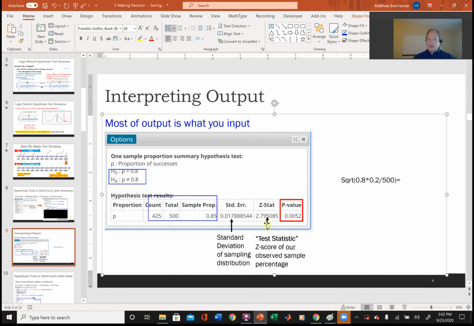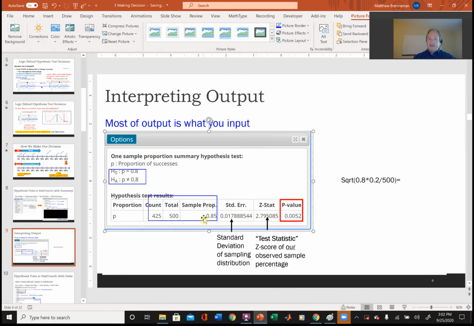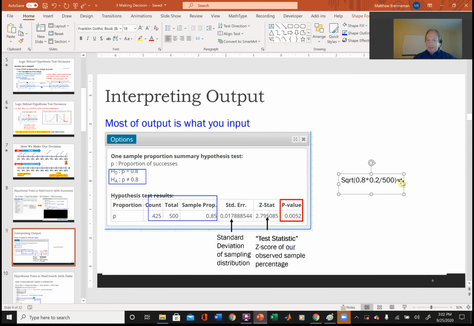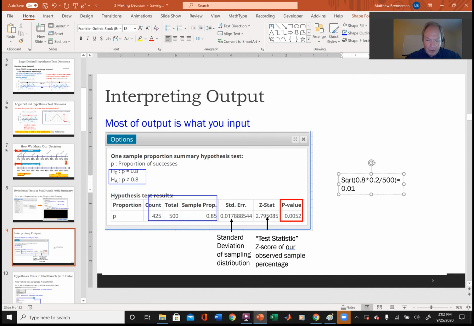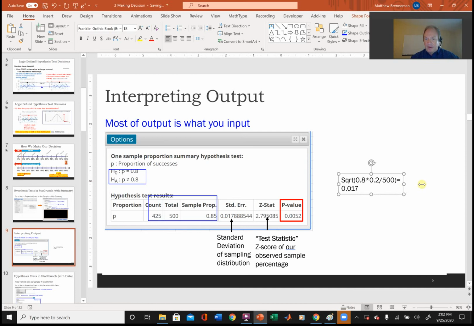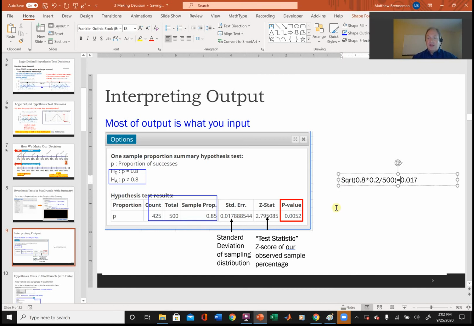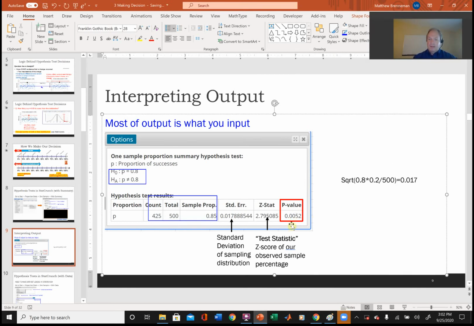This z-score is the z-score of my sample percentage in this normal distribution, where the mean is 0.8 and the standard deviation is this. So I claim that this is going to be 0.017. And if I went ahead and computed the z-score for 0.85 in this normal distribution, I would get about 2.8. And we know that that's unlikely to occur. And this p-value is the percentile, okay?